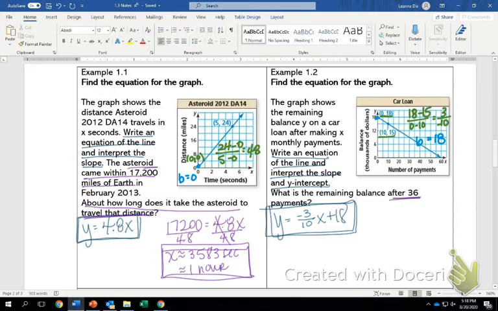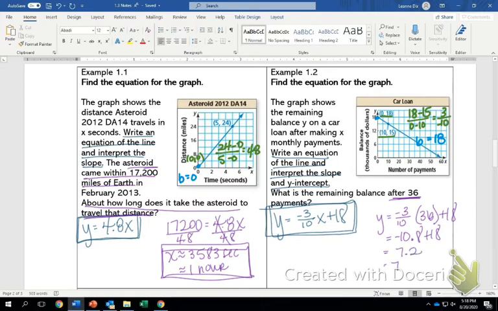The next part of the sentence says, well, what is the remaining balance after 36 payments? So I'm going to look at my chart again, my graph. Number of payments is my x value. So I'm going to rewrite my equation, and I'm going to plug in a 36 for x. All right? I can take my calculator and figure out what it's going to be. It should end up saying negative 10.8 plus 18, which should give us 7.2.